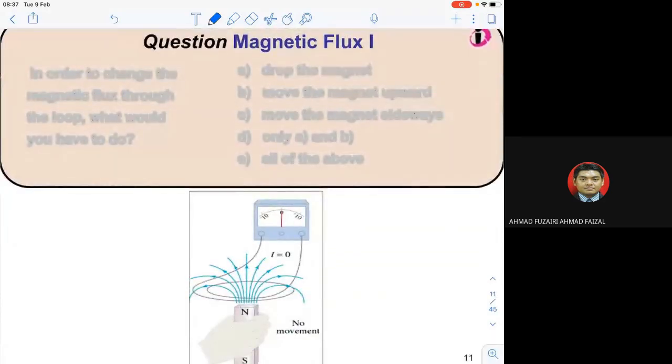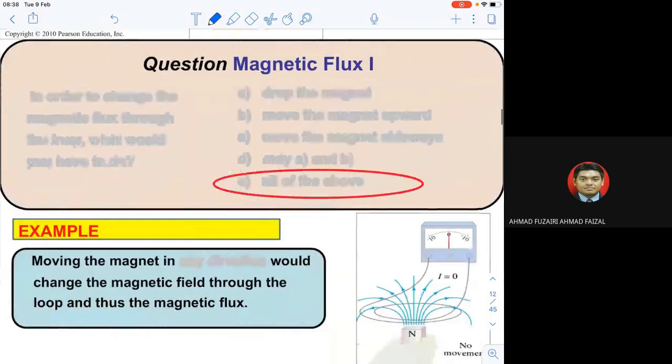All right, I'll try to read the questions. In order to change the magnetic flux through the loop, what would you have to do? First one is drop the magnet, move the magnet upward, move the magnet sideways, only A and B, or all of the above. So the answer is all of the above.